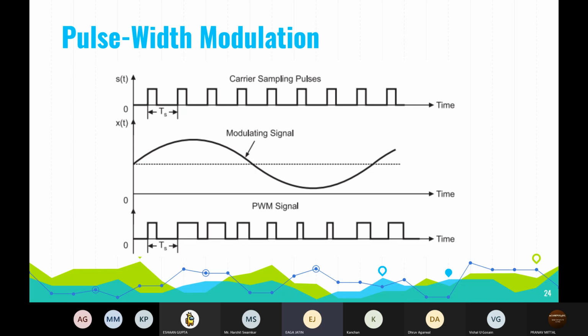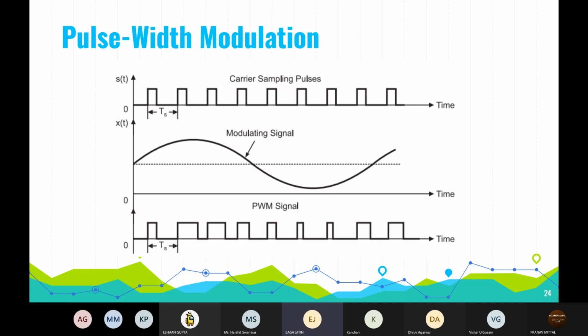Similarly, in the case of pulse width modulation, the height or the amplitude of the pulse will remain the same, but the width of the pulse will change according to the message signal. So here the message signal amplitude is sampled at the rising edge of each pulse, and the width of the modulated signal is proportional to the sampled amplitude.